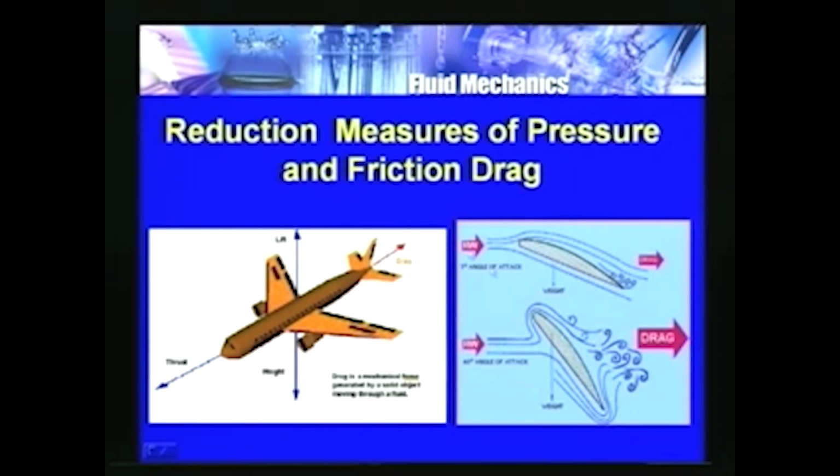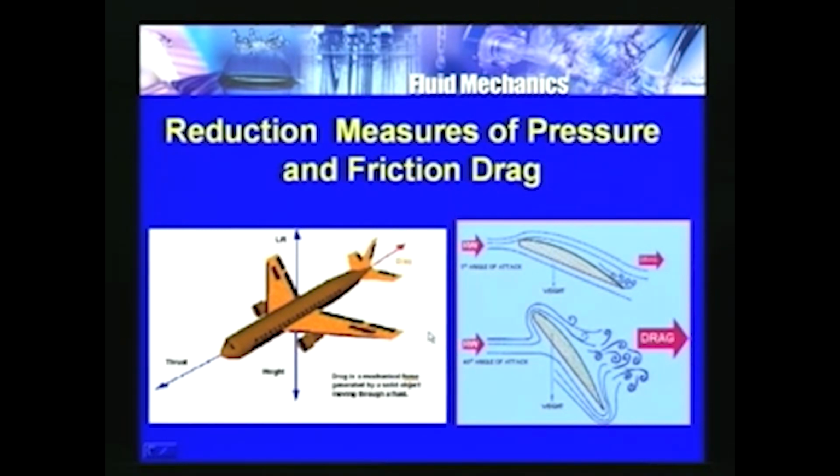Here in this slide we have an aircraft, and while it is flying you can see the various forces acting: the drag in this direction, the thrust in this direction, the weight of the aircraft, and the lift. As we have already discussed, drag is a mechanical force generated by a solid object moving through a fluid, as in the case of an aircraft. The main drag effects are the pressure drag and friction drag.